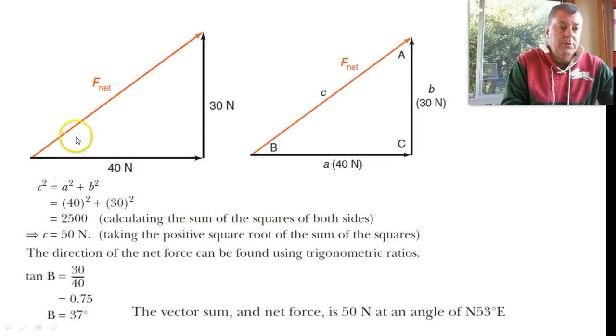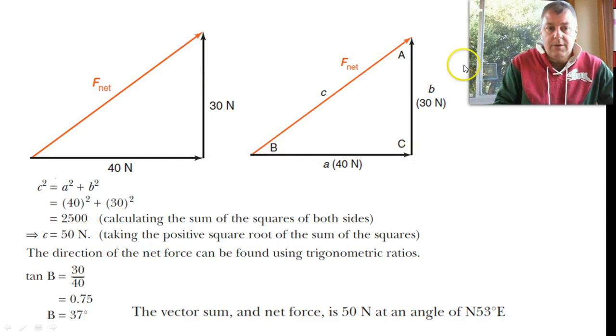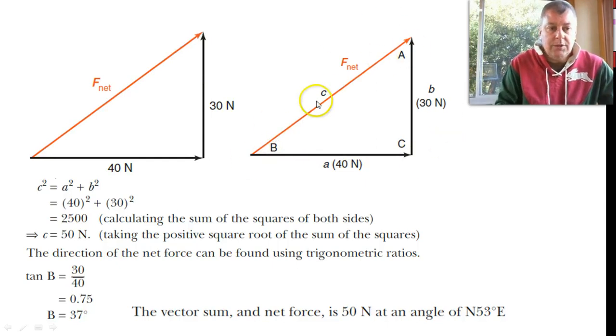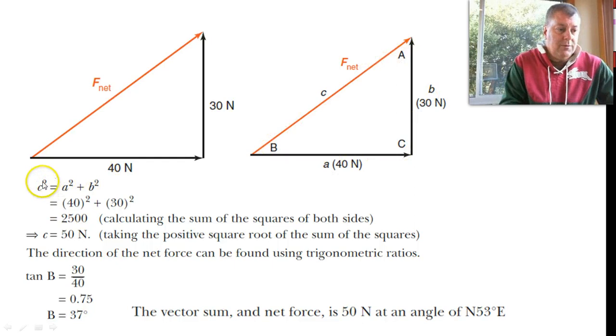Here's another example, two forces, and so what they've done here is they've used the terminology that you might have used in maths, where the hypotenuse is given the letter C and the angle opposite is given a capital C. So we have B and A, B and A, and so we've got C squared equals A squared plus B squared.